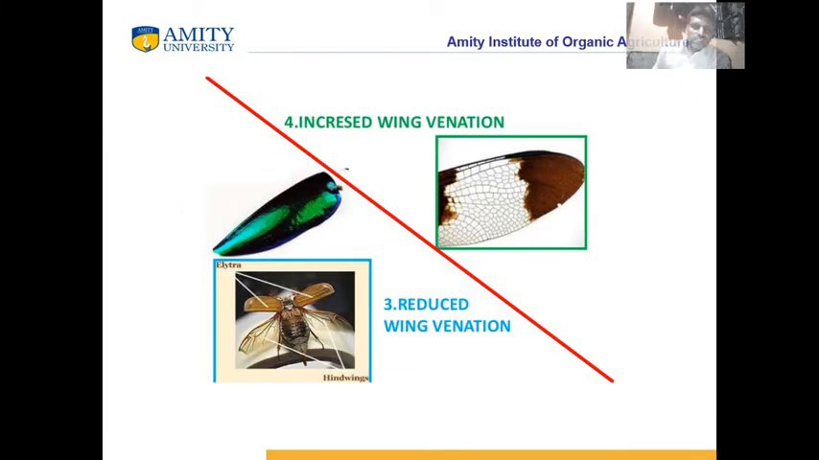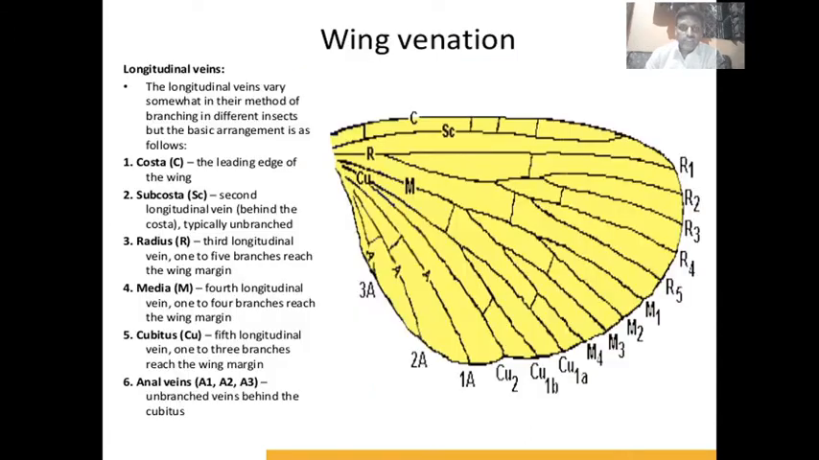So now we are studying wing venations. There are two types of wing venation. One is increased, healthy venation, and number two is reduced, poor venation. Veins are not appearing correctly. There is no clear differentiation of different veins, so it is called reduced wing venation. This is the wing venation.